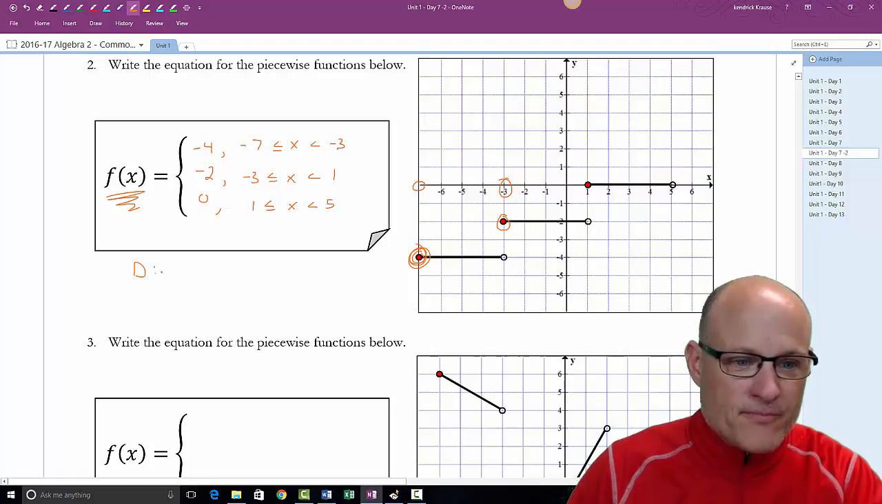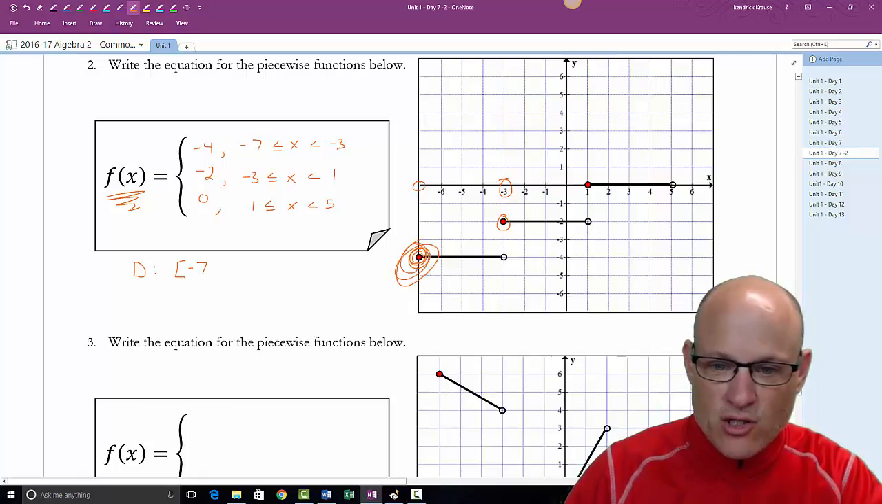Write the domain and range. Okay, domain. Domain is easy. It's from -7, bracket -7, because that's over here, all the way over here. 5.